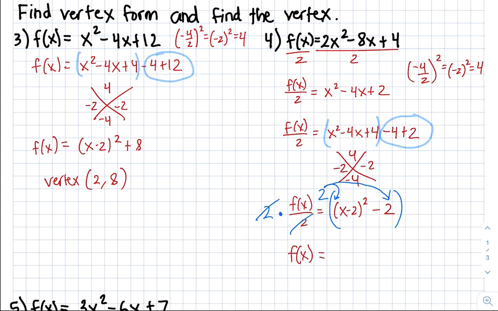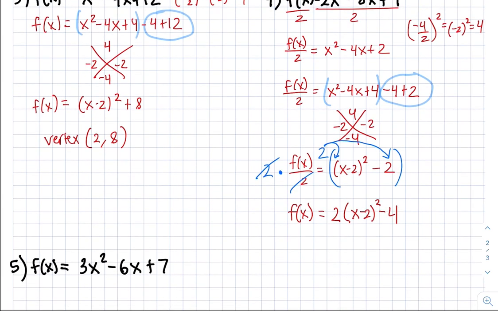Now, someone asked me before, but that 2 does not penetrate the parentheses with the second power, because you guys know PEMDAS. Exponents is a priority before multiplication. Because of that, the 2 has to be on the outside of that parenthesis and of that power of 2. And then 2 times negative 2 is negative 4. So the vertex of this, you guys, is 2 and negative 4.